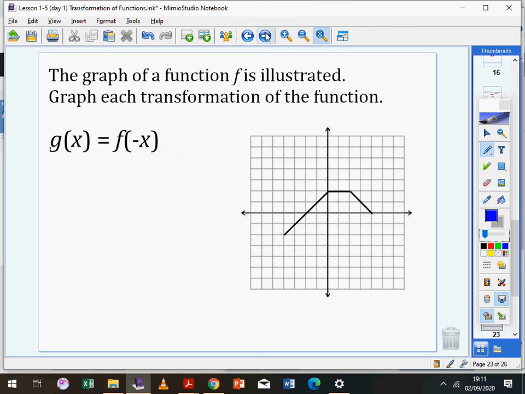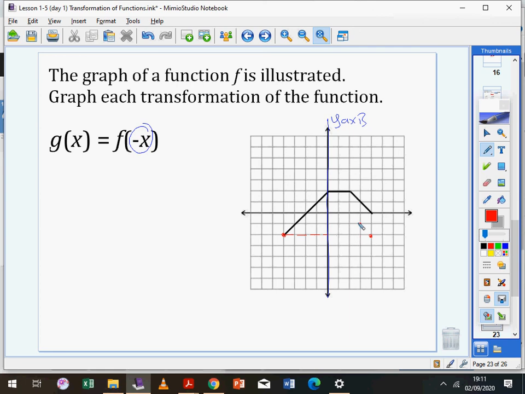g(x) is f of negative x. Now remember, this negative of x means that the function is being reflected over the y-axis, right? This is the y-axis. So it's being reflected over that axis. This point will instead be the same number of units on this side of the axis. This was 1, 2, 3, 4 units. It will still be 1, 2, 3, 4 units. This point above it, 3 units.